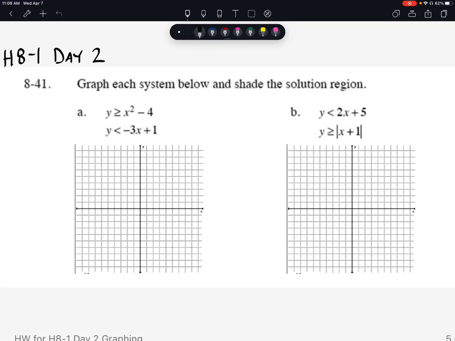This is the homework video for 8-41 on H8-1 D2. The directions state to graph each system below and shade the solution region. Let's start out with part A.